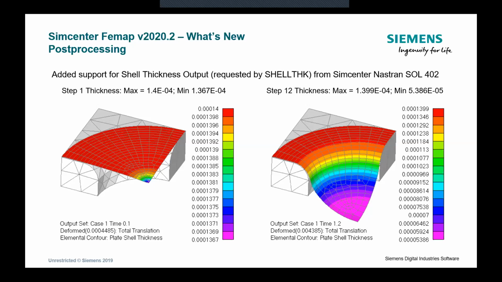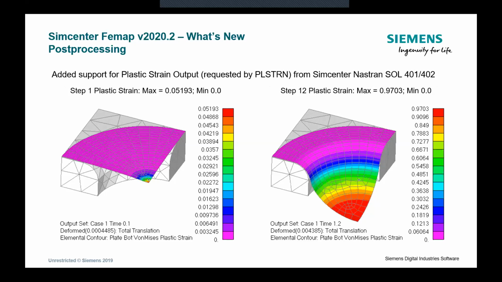For solution 402, we actually added the support for the shell THK, the shell thickness output request. So as you're doing solution 402, like a model like this, as it deforms, it gets thinner. This was actually something we added specifically to help support ATA, their solution 401 and 402 training class that they made for Simcenter Nastran. Same thing with plastic strain. We added support for that as well for solution 401 and 402.